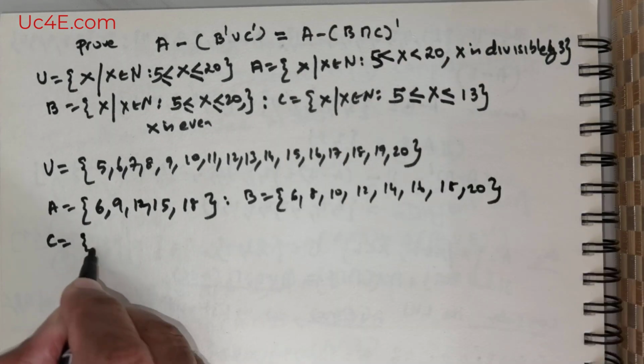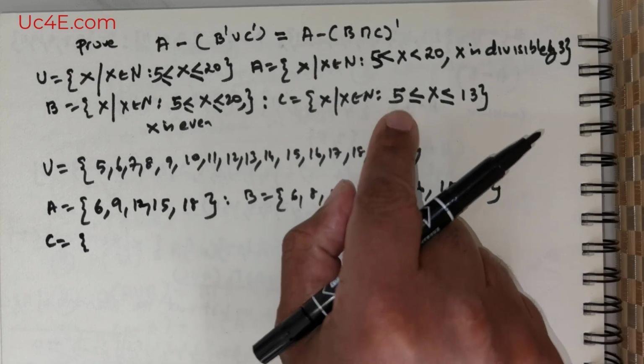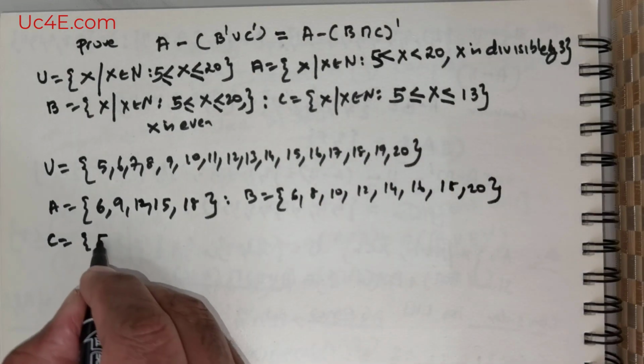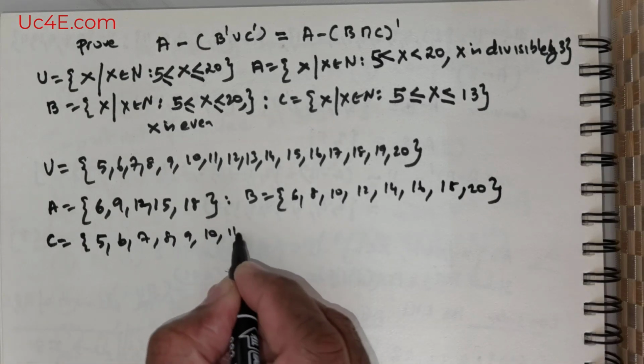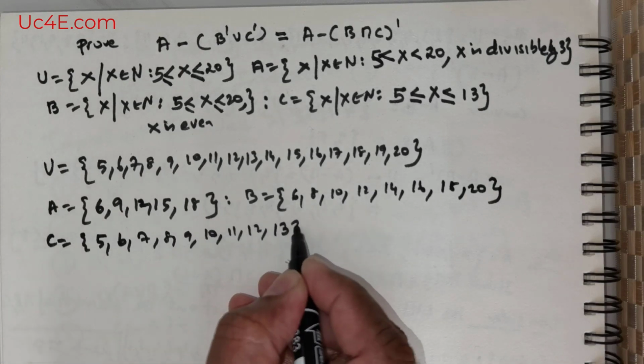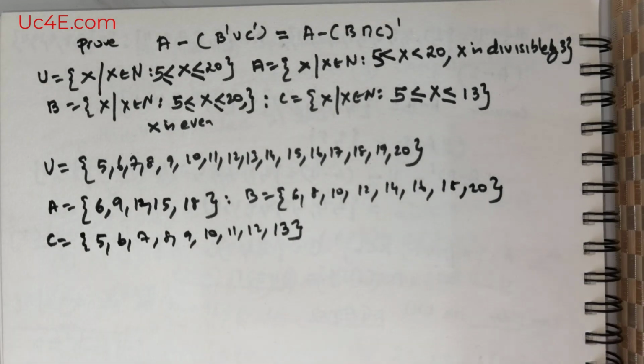And finally C, all elements of X such that X lies between 5 and 13. So we start with 5, 6, 7, 8. Right, so this is the first step. We need to get it on board, and once we get this on board, everything else is a cakewalk.